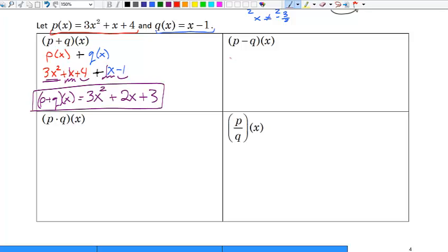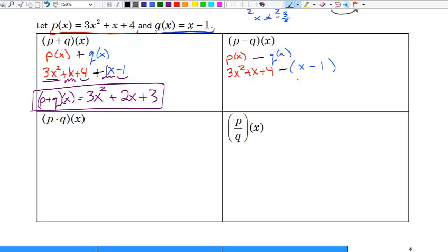Next I have p minus q of x, which is p of x subtract q of x. Now don't forget, when you subtract, you'll need to put parentheses around the q of x, the second function. So p of x is 3x squared plus x plus 4 minus, I have a parentheses around my q of x, which is x minus 1.